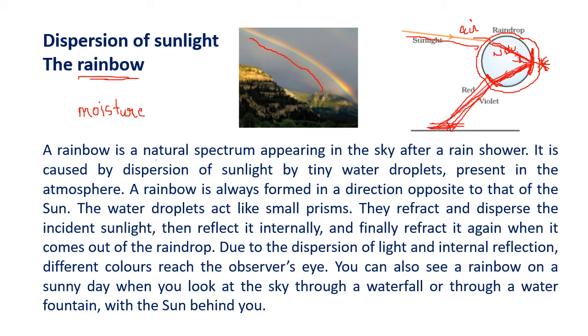So rainbow is the natural spectrum of the sunlight after rain shower. It is caused by what? Dispersion of sunlight by tiny water droplets in the air. Now where you will see the rainbow? A rainbow is always formed in the opposite direction to that of the sun. If the sunlight is here, the rainbow will almost be on the opposite side. Internal reflection, and on the opposite side, somewhere here, you will find the rainbow.